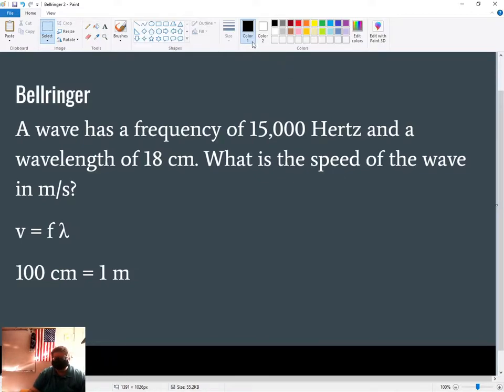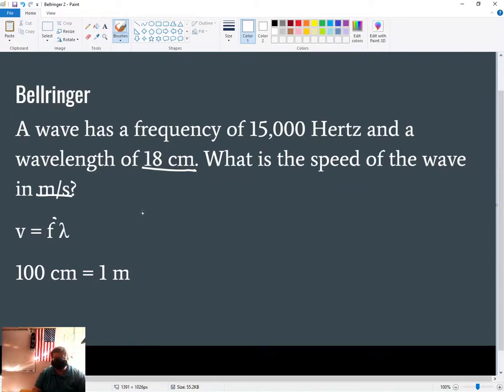In order to get this question, you need to have the right units, right? Because you want meters per second. So in order to get meters per second, you're going to have to convert 18 centimeters to meters. Just for the sake of seeing it, I'm going to show you what happens if you don't convert it to meters. What if I left it as centimeters?